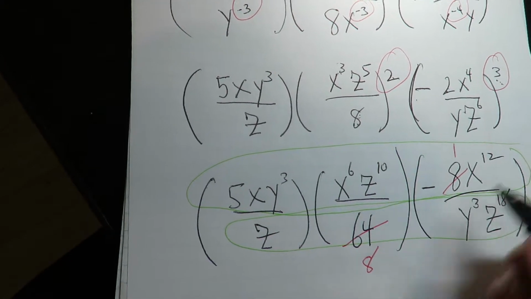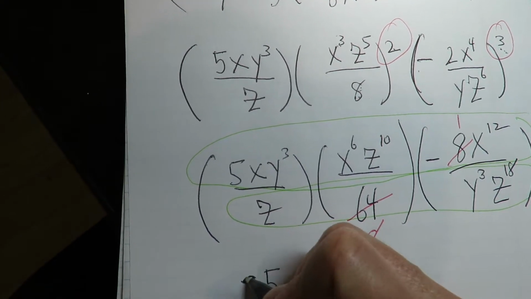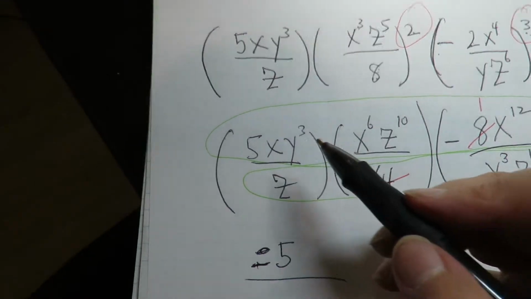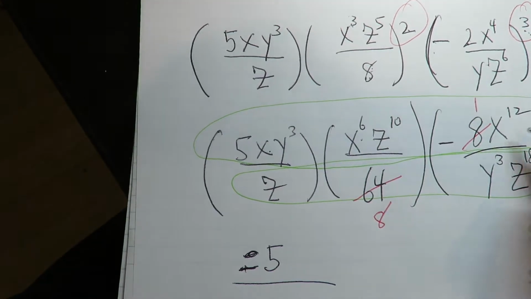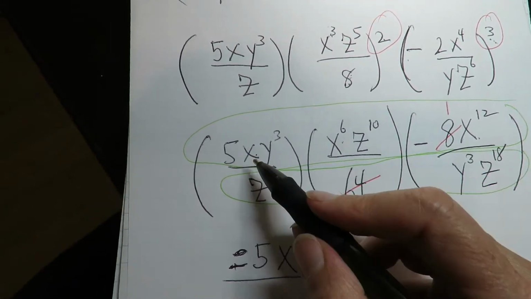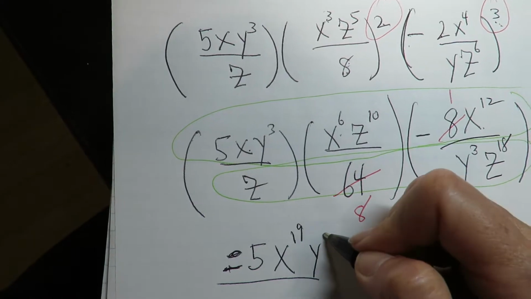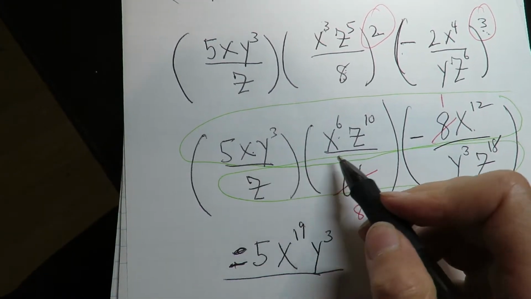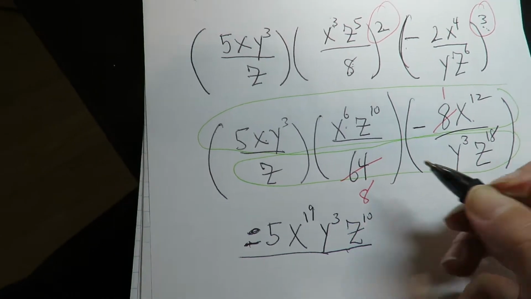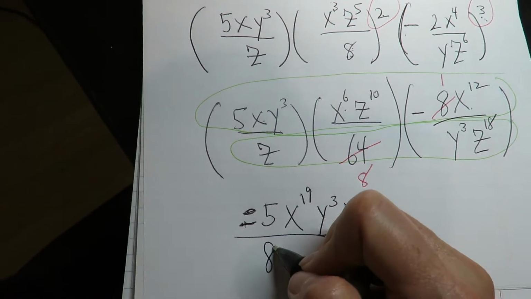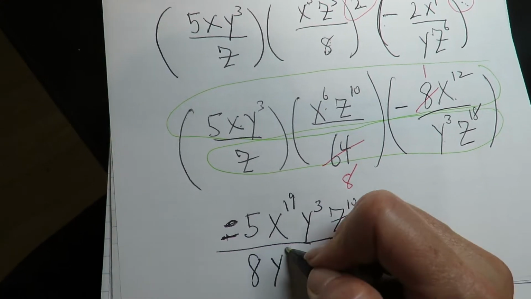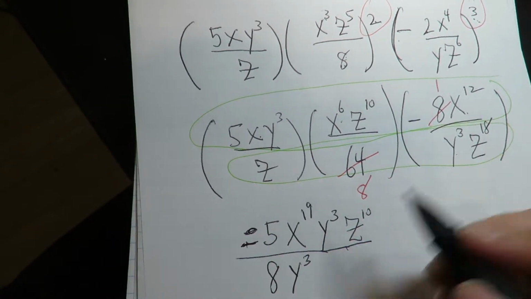All right, it's going to be a negative 5 in terms of the number. How many x's do we have? 1, 7, 19. How many y's? 3. How many z's? Z to the 10. Okay. All right, now I'm going to do the same thing with the denominator. I got an 8. How many x's? None. Y, I got 3. Z, I have 19.